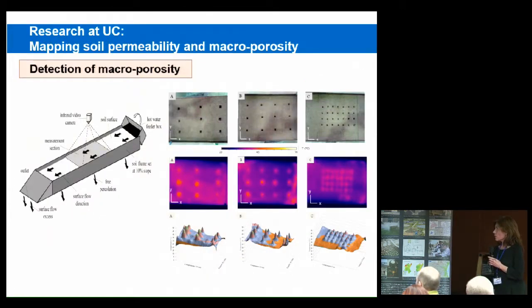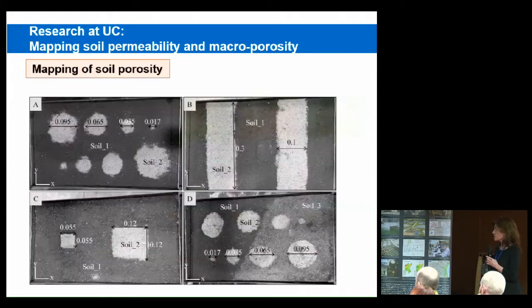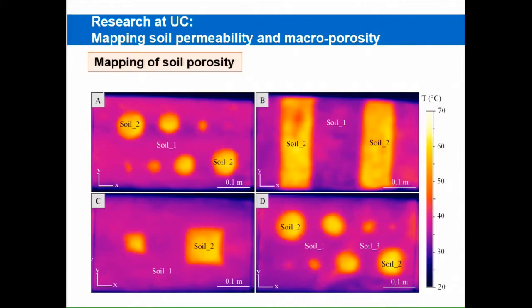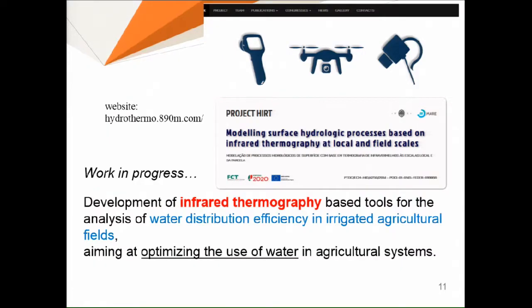Another application was on mapping permeability and macroporosity. These are pictures from some exploratory work that at the time we were conducting in the lab to detect macroporosity. Later on, a number of field experiments and field work was conducted. The same with respect to mapping soil porosity, where indeed thermal images were able to identify different types of porosity in the soil.